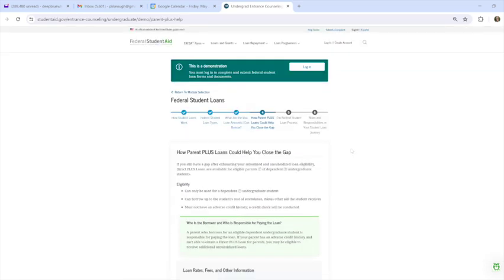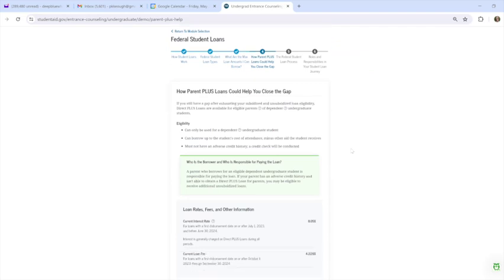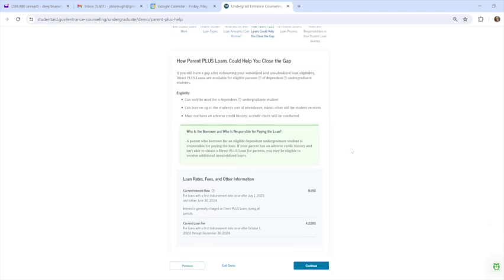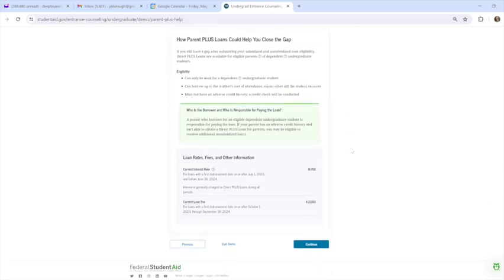There's also another federal loan called a Parent Plus loan. And you want to read through this. If that's something that you as a family are considering taking as part of your college funding strategy, you want to check that out. And again, this interest rate is not the correct one for the 24-25 school year.